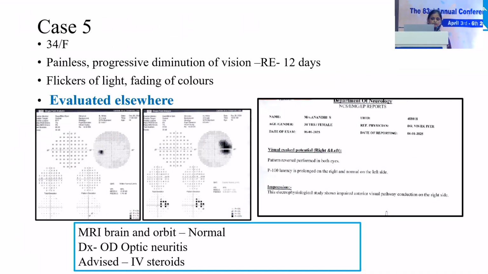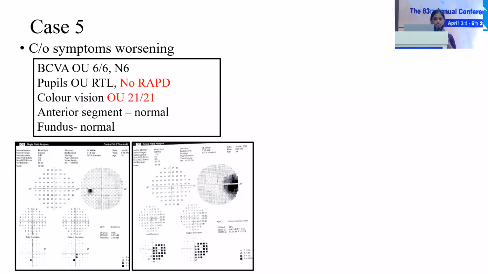The next is a 34-year-old female who presented with painless and progressive diminution of vision in the right eye since 12 days. She also had a history of flickers of light and fading of colors. She was evaluated elsewhere and found to have a temporal scotoma, and VEP, which was also done elsewhere, showed delayed latency. She was diagnosed to have optic neuritis and advised IV steroids. When we saw her, her visual acuity was normal. Again, there was no RAPD. Color vision was normal. Anterior and posterior segment was normal too, and HVF showed an enlarging blind spot.